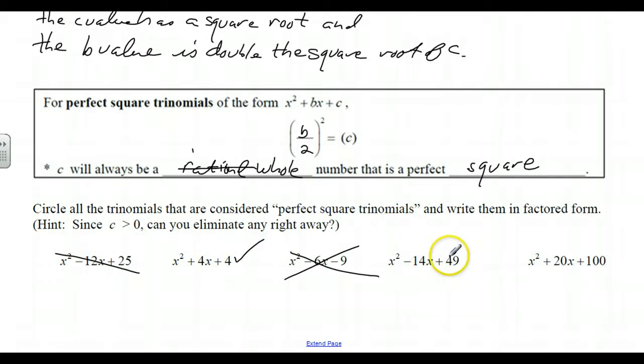Another way to do it is the square root of 49 is 7, doubled is 14. The square root of 100 is 10, doubled is 20, or half of 20 is 10, squared is 100. Half of 14 is 7, squared is 49. Usually what I do is I look to see if the C value is a perfect square, and then to see if the B value is double the square root of that. So I'm going to say B is equal to 2 times the square root of C. Just square root both sides here, and you get B over 2 equals root C, and that leads to B is equal to 2 times the square root of C.